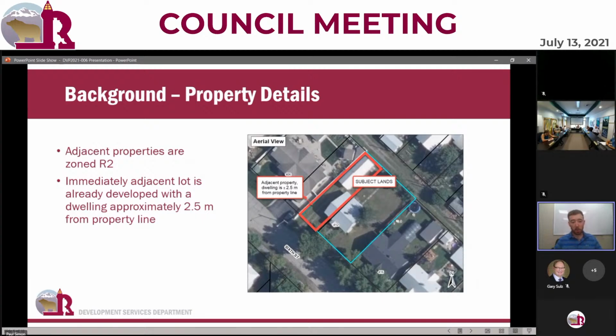So the adjacent properties are zoned residential 2 as well, and you can see the closest lot being next door. The dwelling is located approximately 2.5 meters from the property line. So that kind of gives you a good idea of the development context that is in the immediate vicinity of the red lot that is in question today.